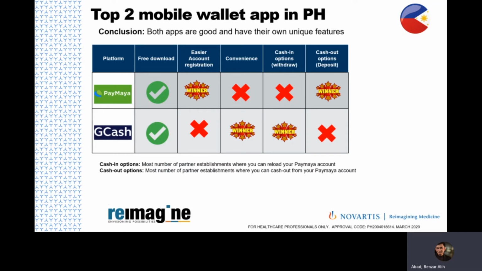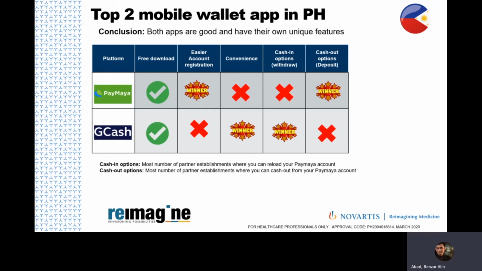These two apps are good and have their own unique features. Both can be downloaded for free. But in terms of the ease of registration, Paymaya offers easier account registration. When we talk about convenience, GCash is more convenient. So the parameter that was looked at here for the convenience is the number of partnered establishments and the number of individual downloads of the consumer for both. So the highest number of partner establishments and individual downloads goes to GCash.